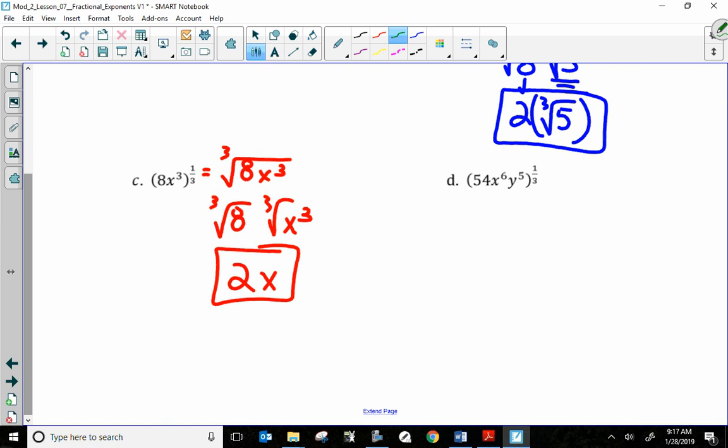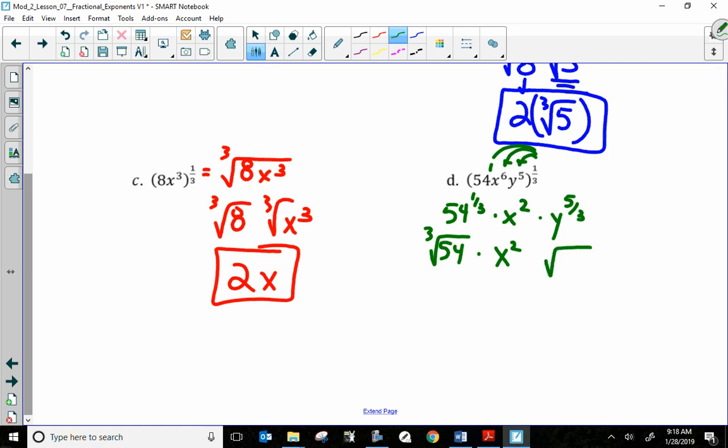Oh, boy. Okay. So let's do this. 54. This cube has to apply to everything, even that's a power of 1. So I have 54 to the 1/3 times x. 6 times a third is 2. That's nice. That works out. Times y. 5 times a third is 5/3. So really, I've got the cube root of 54, x squared, that's done. The radical went away.